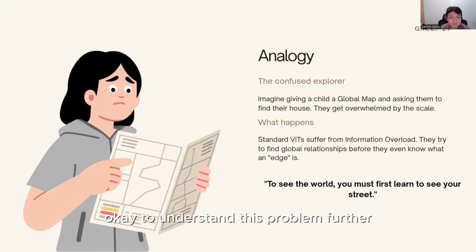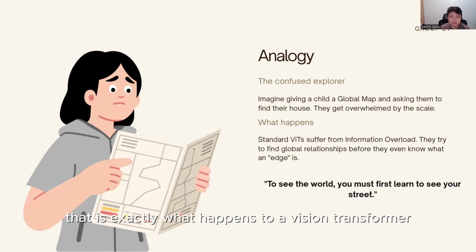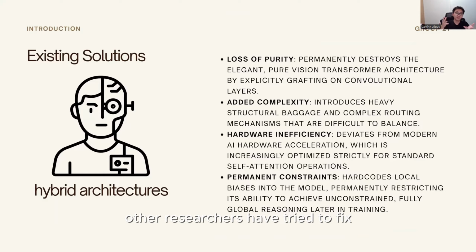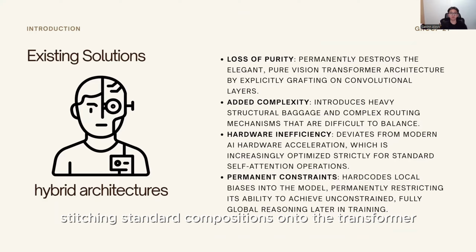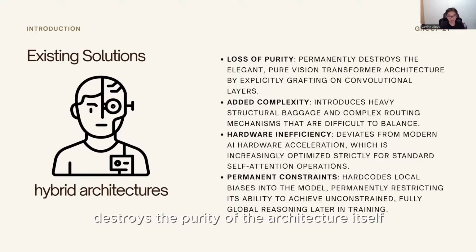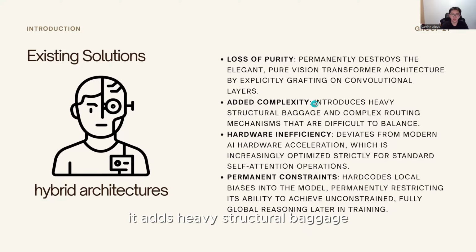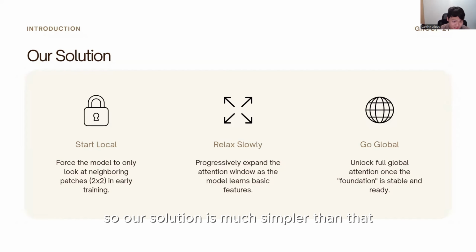Okay, to understand this problem further, I want you to imagine a confused explorer. If you give a child a giant map of the world and ask them to find their own house, they'll get overwhelmed. This is what we call information overload. And that is exactly what happens to a vision transformer. To see the world, the model must first learn to see its own street. Other researchers have tried to fix this using hybrid architectures. Basically, this means permanently stitching standard convolutions onto the transformer. But doing this destroys the purity of the architecture itself. It adds heavy structural baggage, messes with the hardware efficiency, and permanently limits the model's ability to do global reasoning later on. So our solution is much simpler than that.